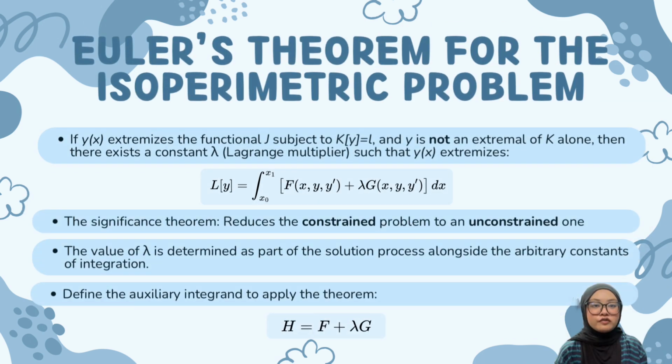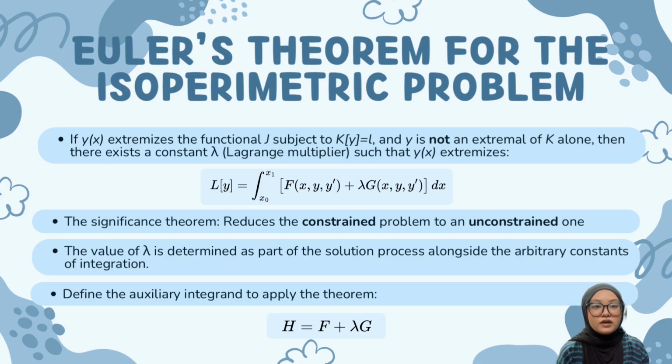Moving on to Euler's theorem for the isoperimetric problem. This is the core idea. If y of x extremizes J subject to K of y equals L and is not already an extremal of K alone, then there exists a constant lambda, the Lagrange multiplier, such that y of x extremizes the integral of f plus lambda g dx. This turns a constrained problem into an unconstrained one.